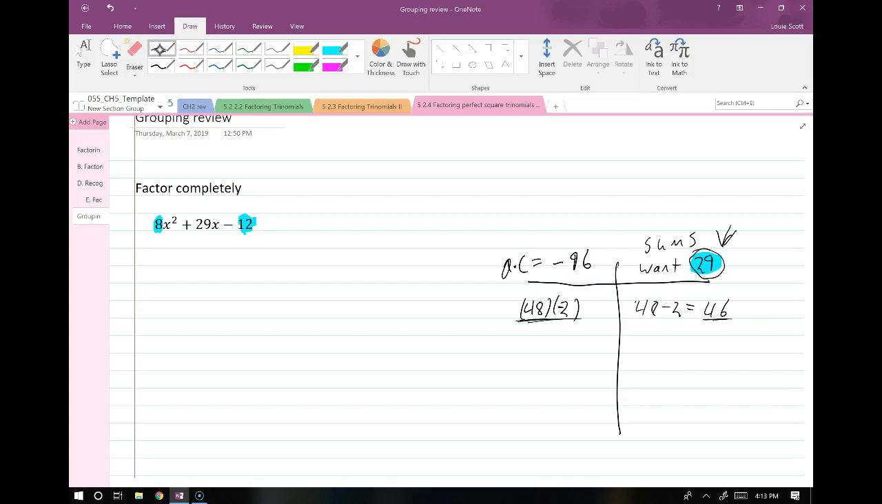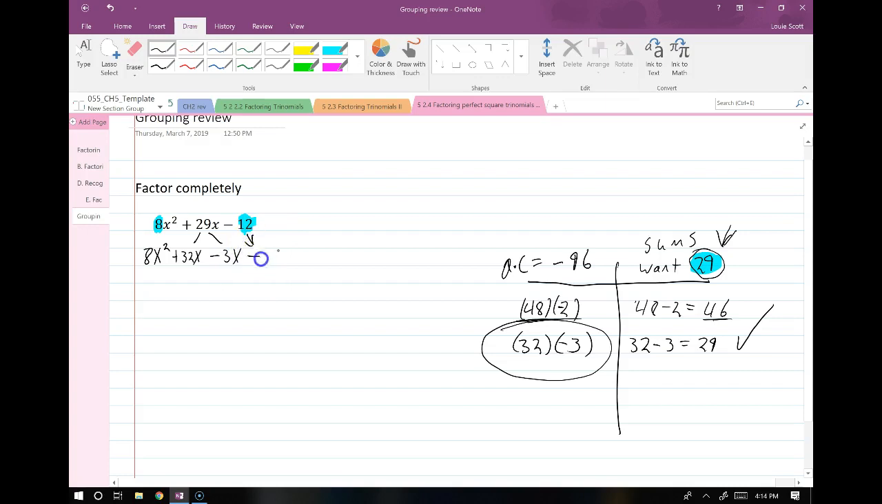So 96 divided by 3 is 32. And if we have a positive 32 and a negative 3, we get what we want. 32 minus 3 equals 29. That is what we were looking for. So these are the two factors we're going to split our middle term into. Your first term drops straight down, 8x squared. Your second term, remember this is the key, splits up into these two factors you found, plus 32x minus 3x. And then your constant term comes straight down too.